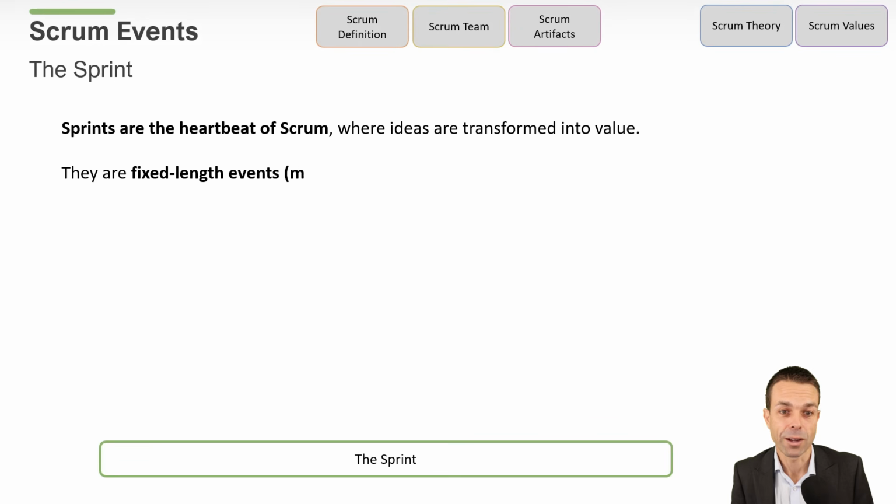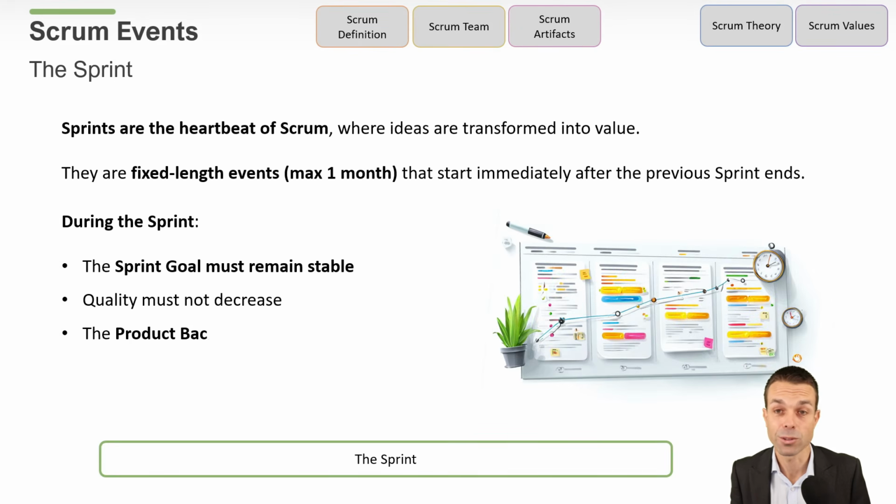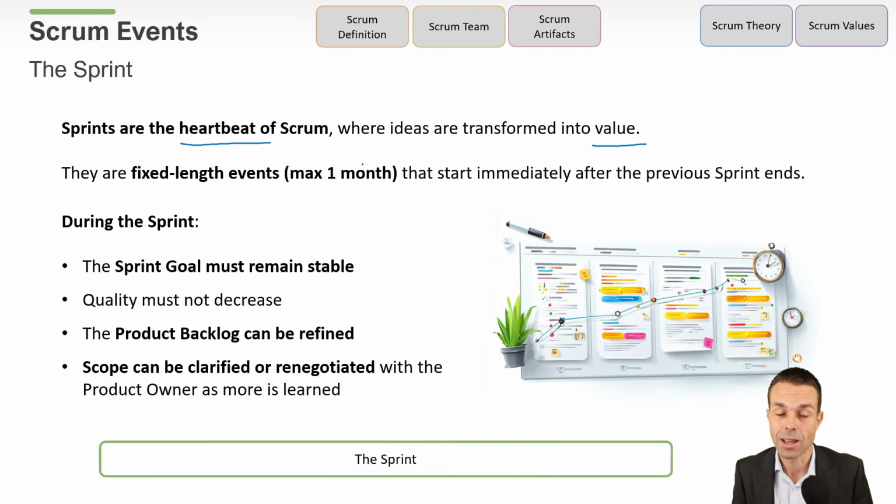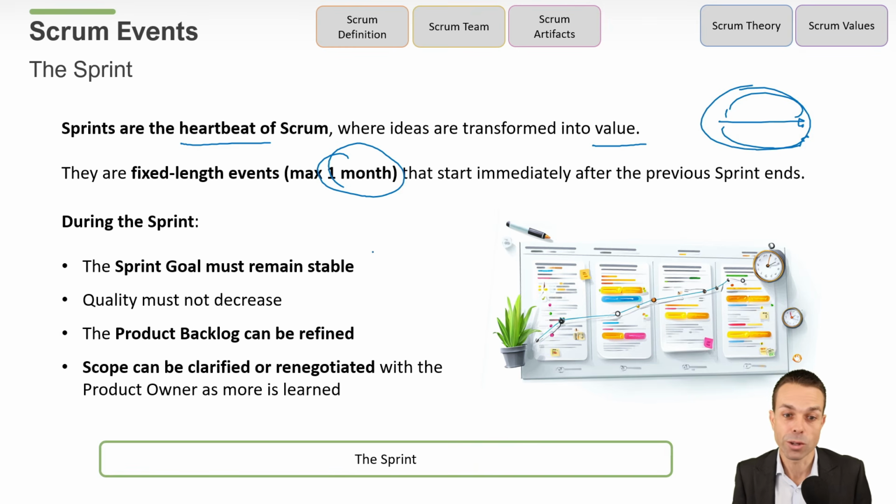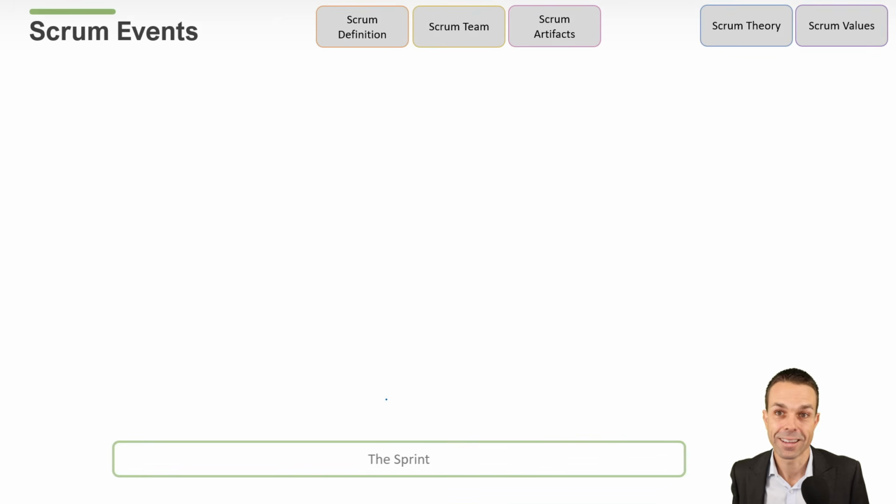Sprints are the heartbeat of Scrum, where ideas are transformed into value. They are fixed-length events, a maximum of 1 month, that start immediately after the previous sprint ends. So we're continuously iterating forward. During the sprint, the goal must remain stable. Quality must not decrease. The product backlog can be refined into smaller items with more information on them. The scope can be clarified or renegotiated with the product owner as more is learned. But again, we're aiming for that goal. The goal must not change, but the scope and how we get there can change.